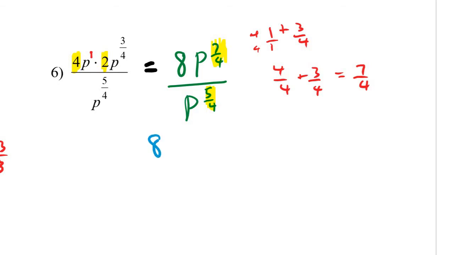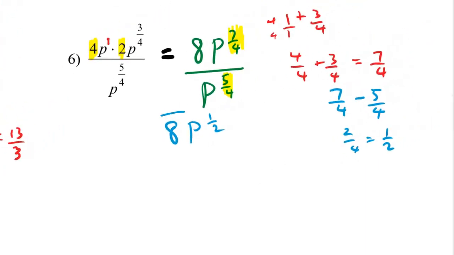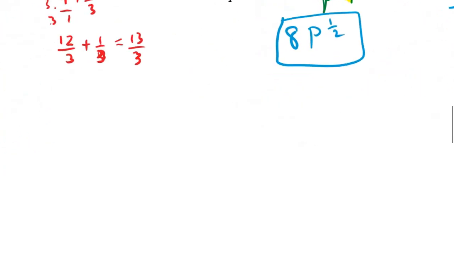And then we'll do the 7/4 plus, minus, because we're subtracting them, minus 5/4. And that will get you to 2/4, which is 1/2. So p is 1/2. Now we get into a more complicated example. Well, this is the answer to this. We go to the next example.